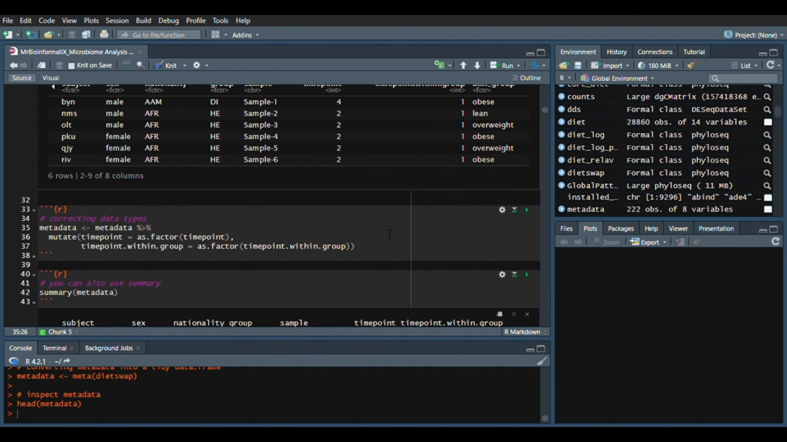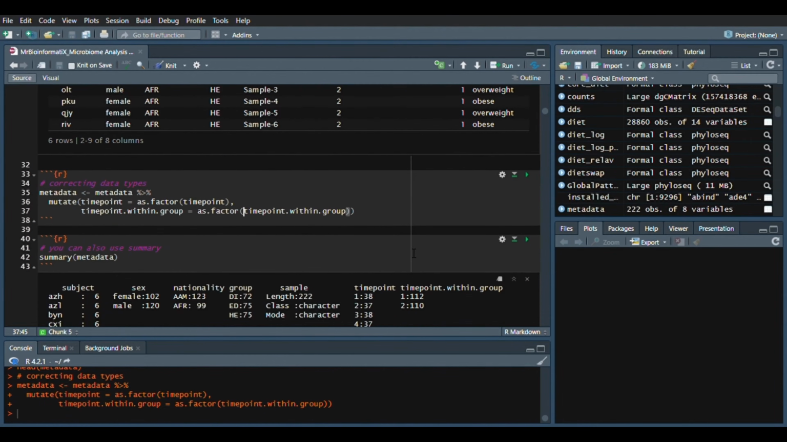So we write metadata, and then metadata, filter, mutate, time point equal as.factor time point, and then time point within group equal to as.factor time point within group. Let's run our code. And then let's look at our data by using summary.